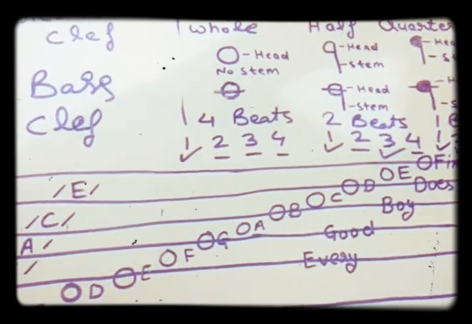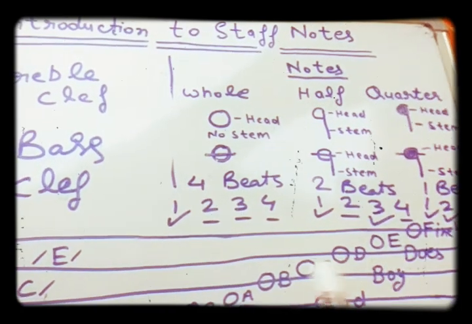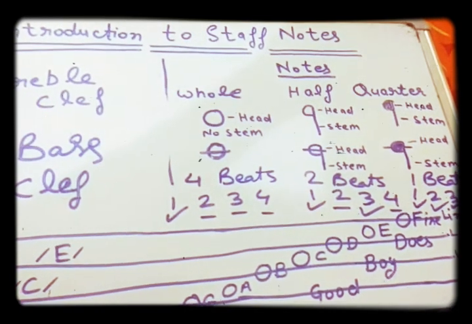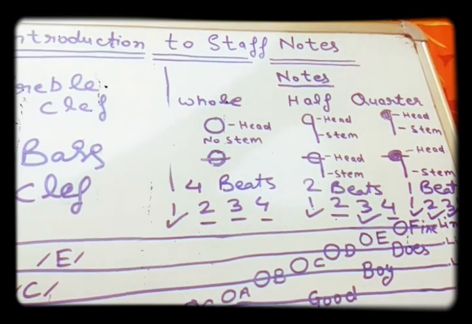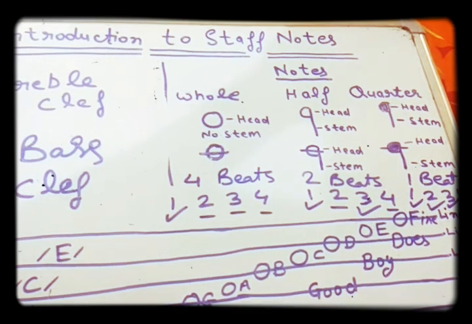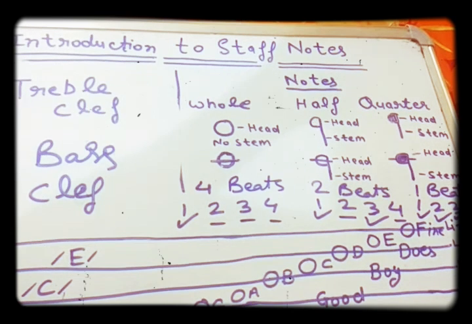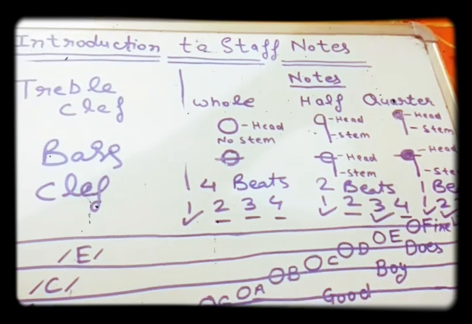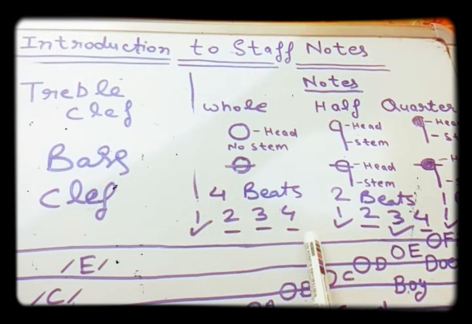For that, let us understand what whole notes, half notes and quarter notes are. If we talk about whole notes, we only play the tune on the first beat, like 1, 2, 3, 4. We only sustain the tune. We don't play it on 2, 3, 4. We play the tune on the first beat and it will continue till the 4th beat. The tune will continue through all 4 beats.